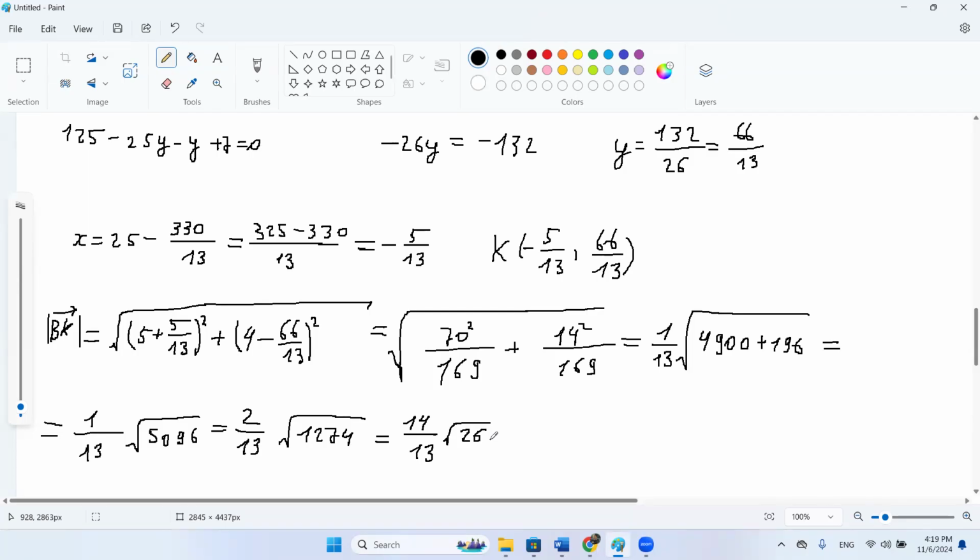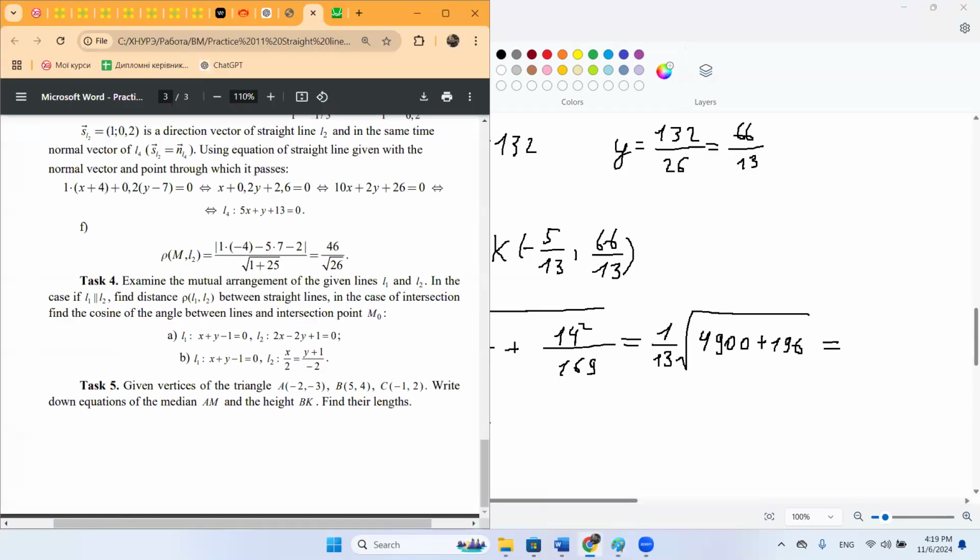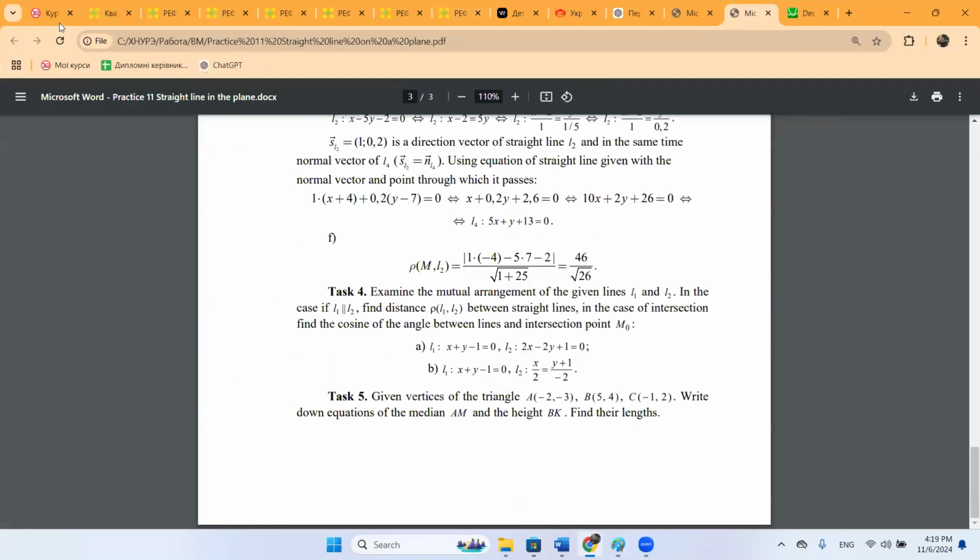So any questions about this task? Maybe about the whole lesson, previous tasks, and everything else. No questions. Okay.